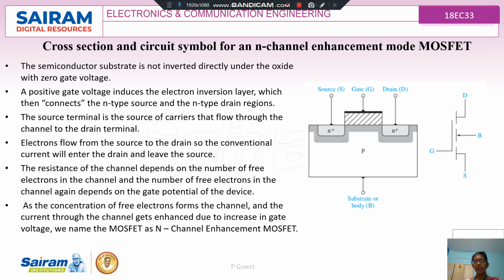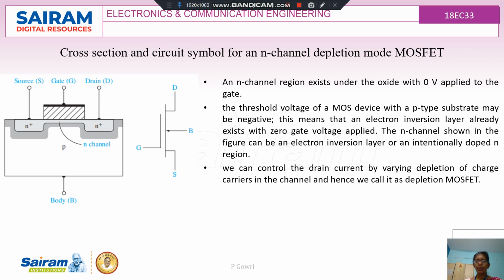So as we discussed here, we will be having a gate voltage which will control the channel width and the drain voltage which will act as a supply for the current flowing through the device. So now coming to the N channel depletion mode MOSFET.